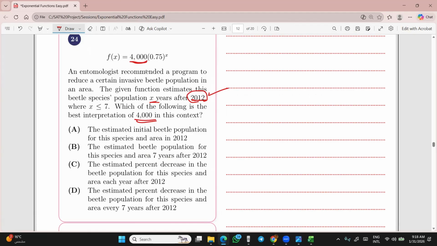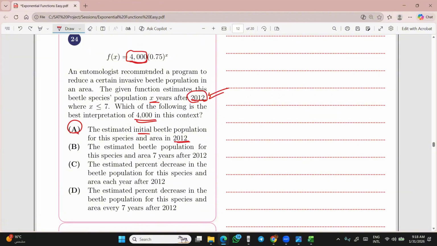So you have to say that we have 4,000 and 4,000 what? 4,000, let's say, animals or beetles. But in 2012, search for this meaning in the options. The estimated initial, of course, this is the initial beetle population for the species area in 2012. That's the correct one. Why not B? Because here, 7 years. How 7 years? The 4,000 is always at the beginning, not 7 years.